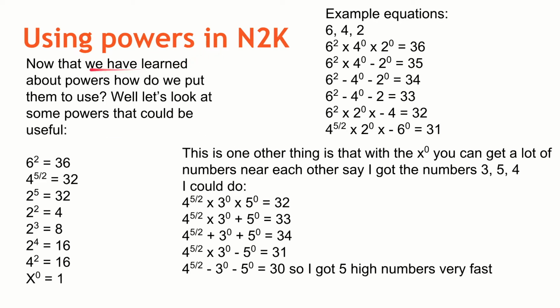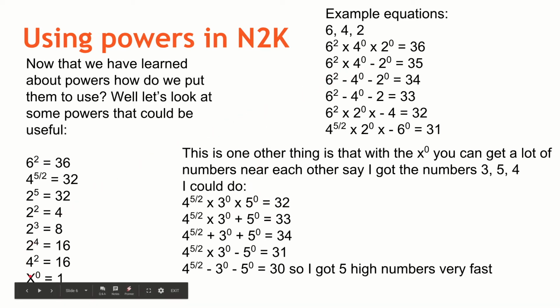Okay, using powers in National Number Knockout. Now we've learned about powers, how do we put them to use? Well, let's look at some powers that could be useful. 6 to the 2nd power equals 36, that could be useful. 4 to the 5/2, as I was mentioning earlier, is 32. 2 to the 5th power equals 32, that could also be useful. 2 to the 2nd power equals 4, that's also useful. 2 to the 3rd power equals 8, that's also useful. And all these are useful. These are mostly for if you just want to hop around a little bit with minusing and plussing, which I'm going to show over here and here.